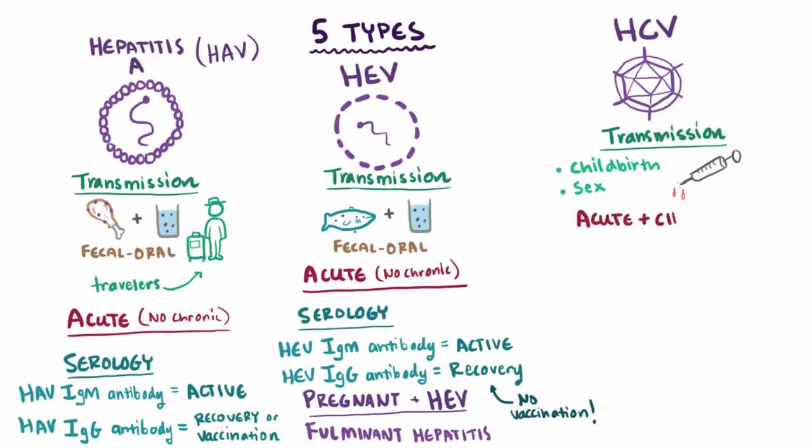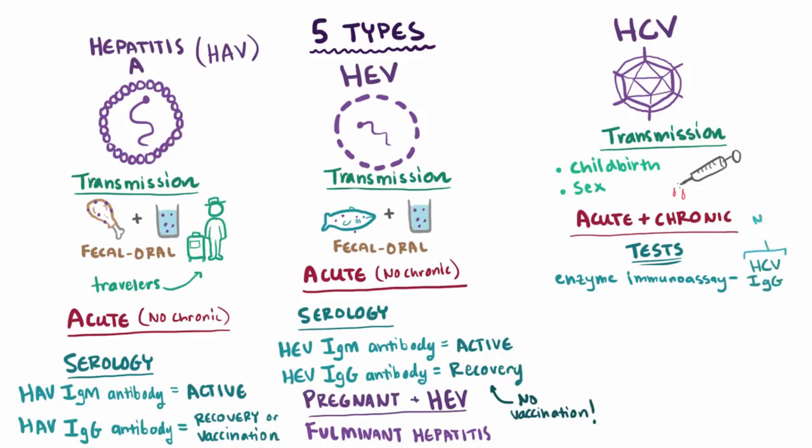HCV usually does move on to chronic hepatitis, and there are a couple of tests that we use to help diagnose HCV. One way is by enzyme immunoassay. In this case, we'd screen for the HCV IgG antibody. If present, it doesn't necessarily confirm acute, chronic, or even resolved infection, because it isn't regarded as a protective antibody, like it is in HAV and HEV.